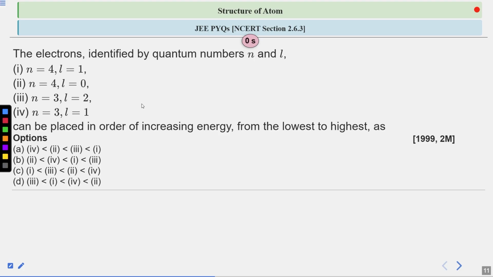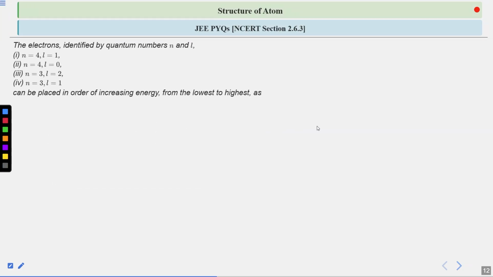So your time is up. What will be the correct answer? Let us see. This was asked in 1992 for 2 marks. If we try to arrange all of these with the help of the n plus l rule, you will get the order as 4, 2, 3 and 1.